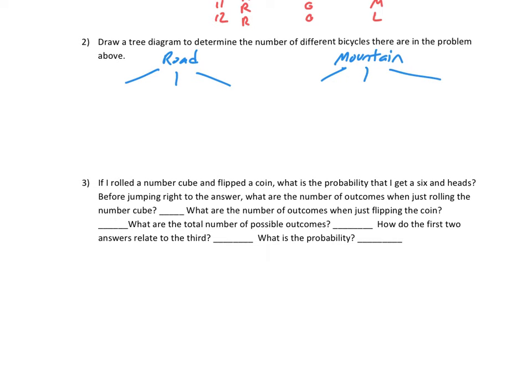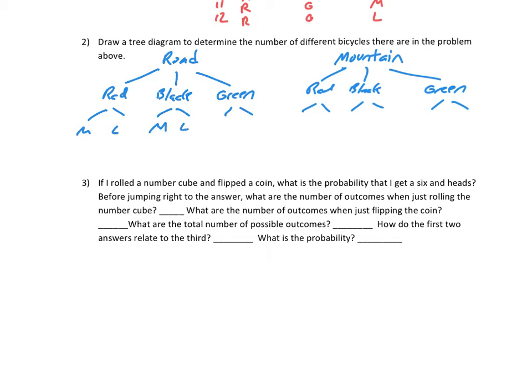And we're going to have red, black, and green, and red, black, and green. All right. And then each one of these colors has 2 different sizes coming off of it. So it's going to have a medium and a large coming off of each one of them. So we have medium, large, medium. You can write the whole word in there, but particularly when I get down towards the bottom, I don't really have room to do that. So I'm just going to use the letters M and L.